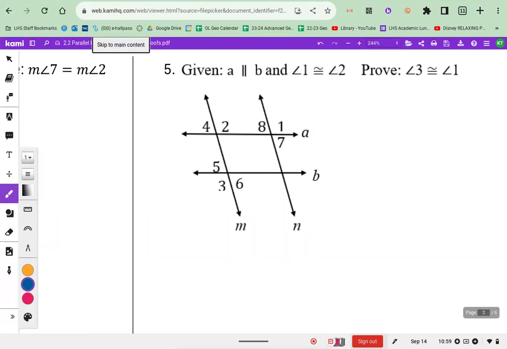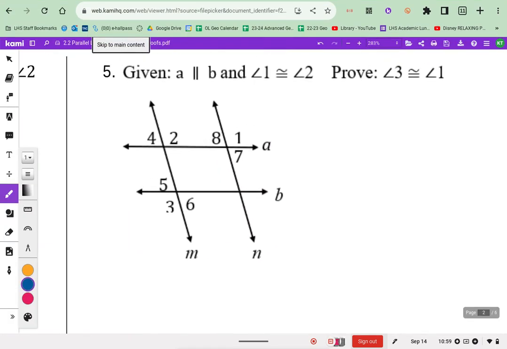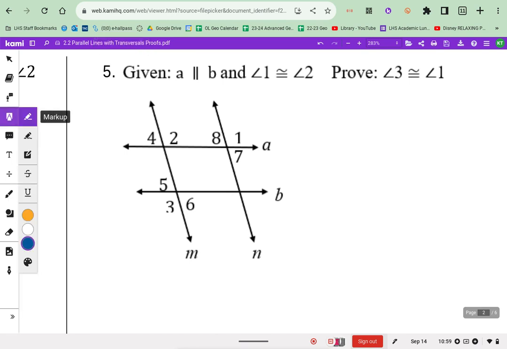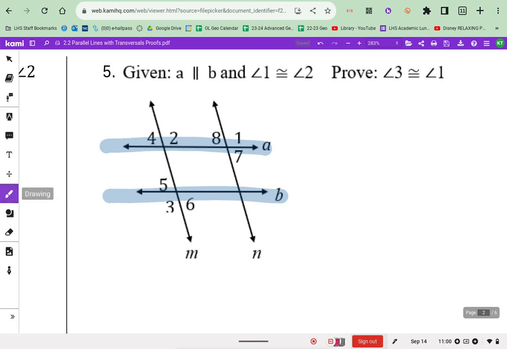Number 5. So I'm going to use a highlighter to highlight on parallel lines. So if you have a highlighter, maybe you want to get yours out too. I think it's always helpful to highlight things. So I'm highlighting that A is parallel to B. And then I'm just going to mark up that angle 1 is congruent to angle 2.